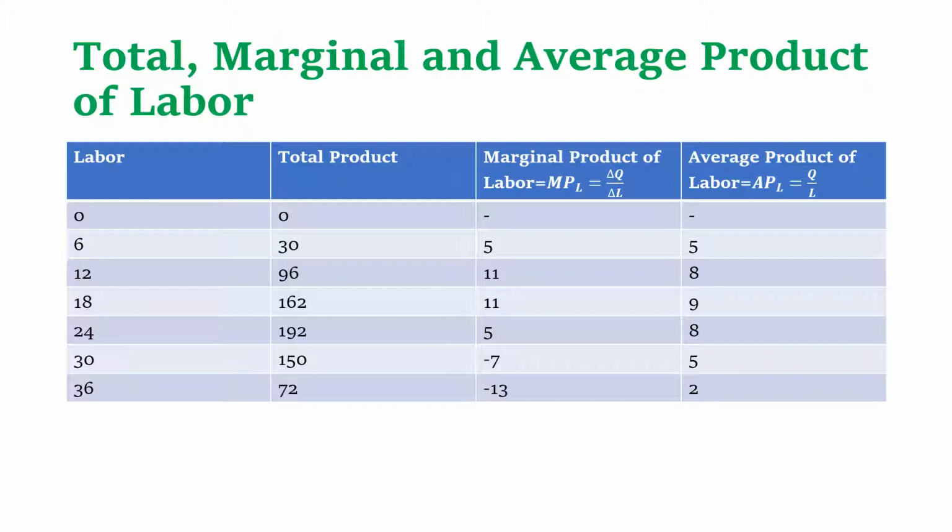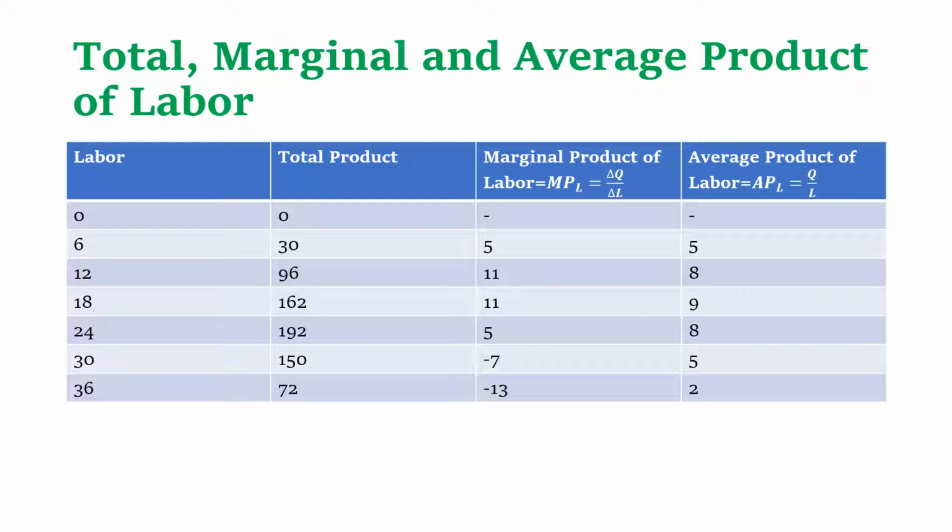Now you notice that at a point where you have 24 here, the marginal product of labor is 5. It goes down from 5 to minus 7 and then minus 13.